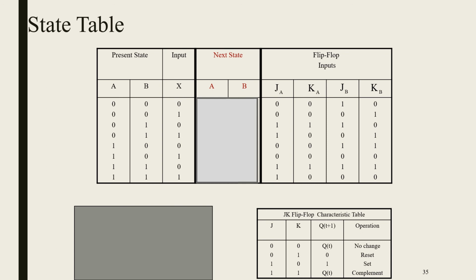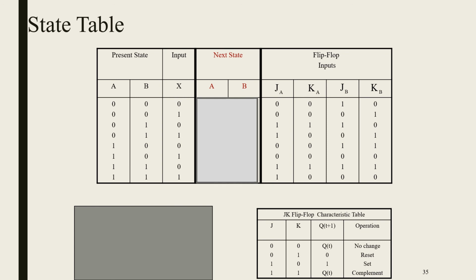Now, by using the equations given by the problem, you can find out what JA is equal to, what KA is equal to, what JB is equal to, and what KB is equal to. So by using the equations, you will get the values for JA, KA, JB, KB, and this is actually now known for you. The J and K are now known, and we have the present state known. So actually, we can use them to solve the problem. The only missing part is your next state.